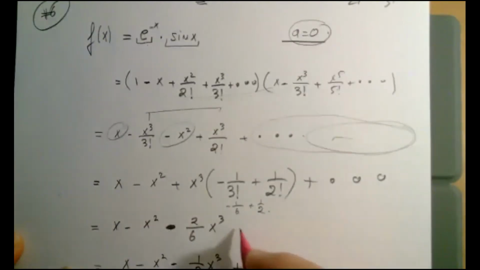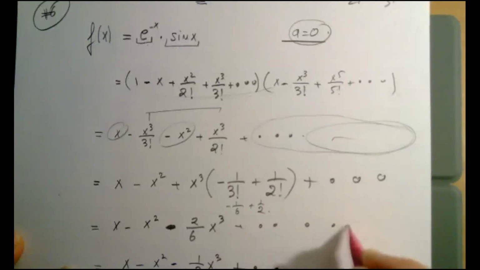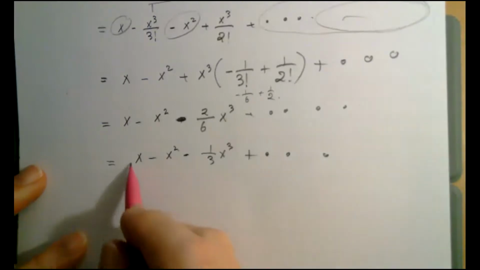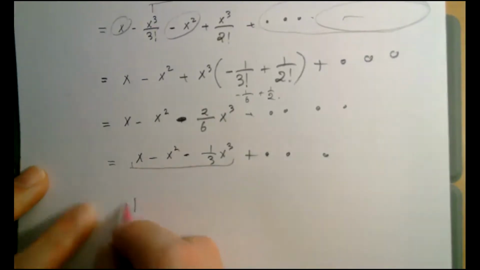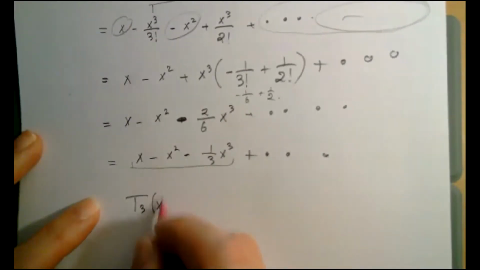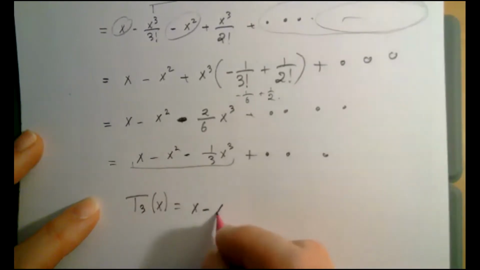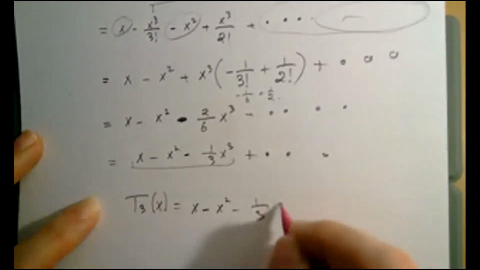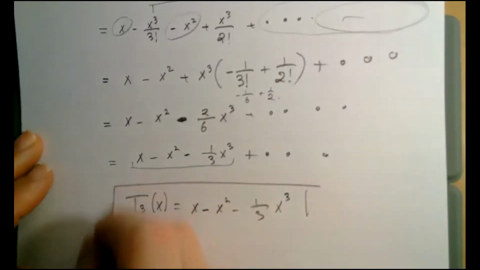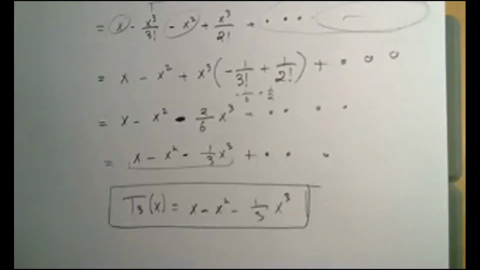And there are a lot of terms because there are the terms that involve x to the 4, x to the 5. So, and that's not what I want. I only want the third degree. So my third degree Taylor polynomial will be x minus x squared minus a third x cubed. So that's the third degree.